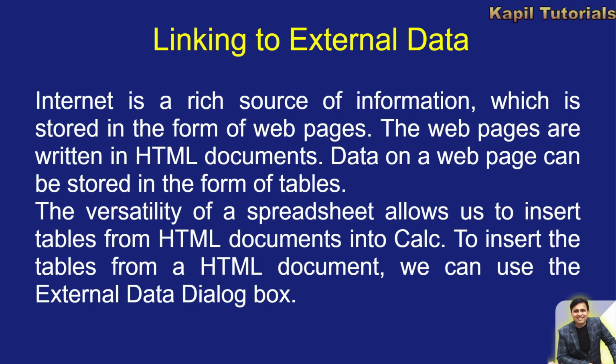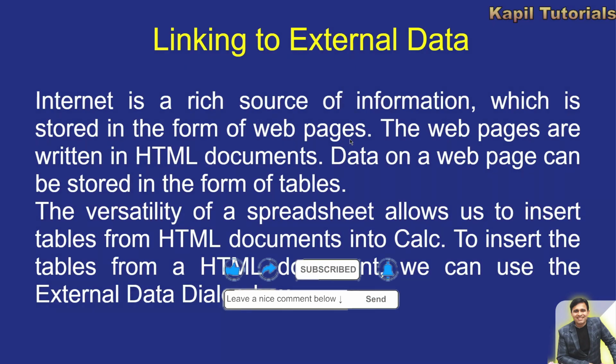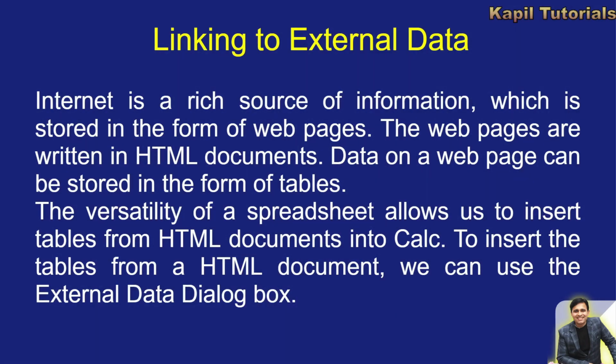Today's topic is linking to external data. First, the definition: the internet is a rich source of information. We already know that there is a vast amount of information which is meaningful and beneficial for us, and it is available on the internet, stored in the form of web pages. Whatever information we want to search, it is already available as web pages, whether we go to a Google account, yahoo.com, or AI chatbots. In whichever website we go to, the information is stored as web pages.